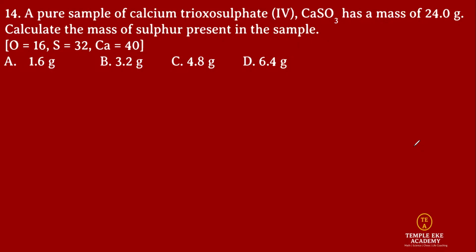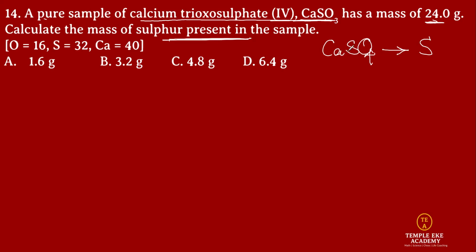All right, in this calculation, we are required to calculate the mass of sulfur present in a given amount of a pure sample. A pure sample of calcium trioxosulfate(IV), and the chemical formula is provided, CaSO3, has a mass of 24.0 grams. Calculate the mass of sulfur present in this sample. So our flow of operation is to go from the sample, which is calcium trioxosulfate(IV), and obtain the mass of sulfur present. So it is a calculation that has to do with 2 units.